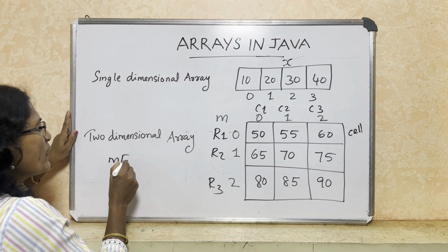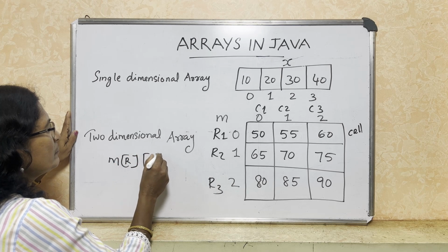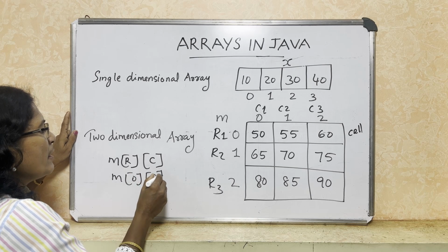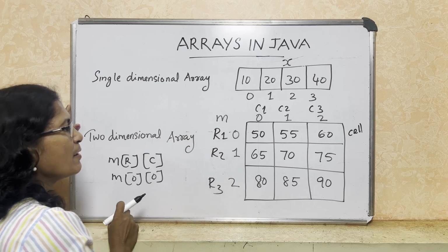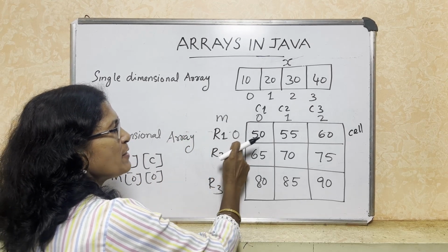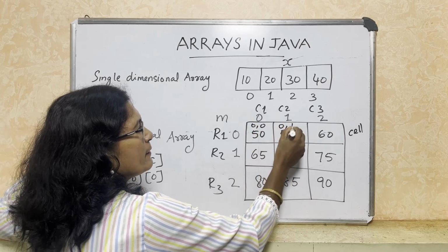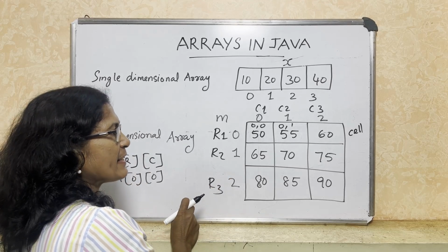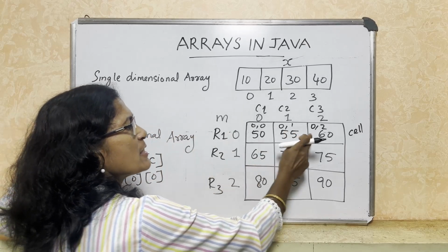M of row number, column number. So m of 0, 0 means it's a reference to the first cell of the two-dimensional array named m. So how do we refer to the second cell of this two-dimensional array? M of 0, 1. So 0, 0, 0, 1, and the last cell in the first row is identified with the index numbers 0, 2, which is in column 2, m of 0, 2.